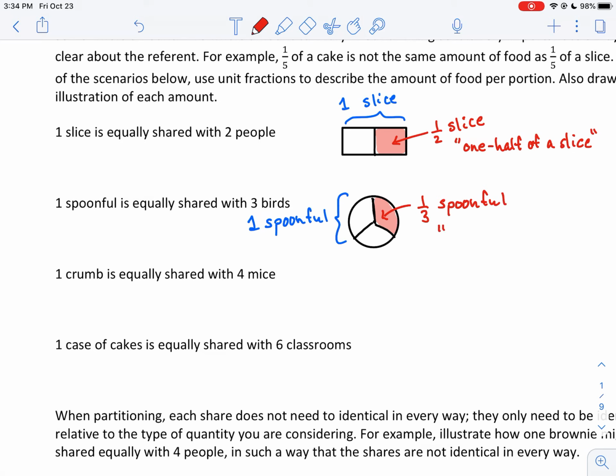Why don't we say "one threeth"? Putting a th at the end of a number is how we represent unit fractions. But with 3, you don't say "one threeth," you say "one third." I'll just write that part there. 1/3 of a spoonful. It's just the way we say it.